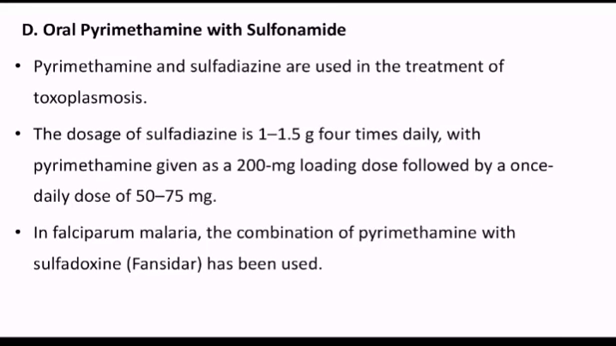Number 3. Oral pyrimethamine with the sulfonamides. Pyrimethamine and sulfadiazine are used for the treatment of toxoplasmosis. The dose of sulfadiazine is 1 to 1.5 grams 4 times daily, with pyrimethamine given as 200 mg loading doses, followed by a once daily dose of 50 to 75 mg. In falciparum malaria, the combination of pyrimethamine with sulfadoxine, which is called commercially Fansidar, has been used.